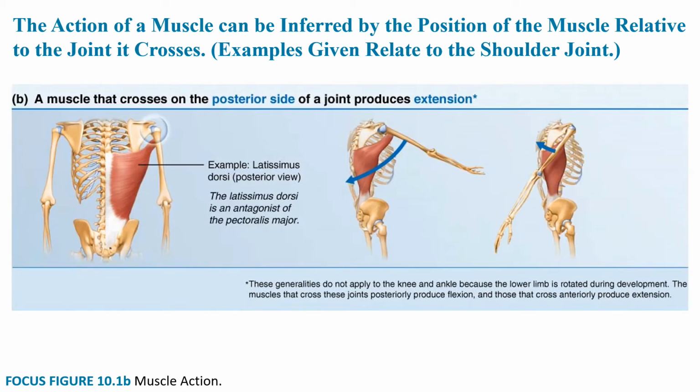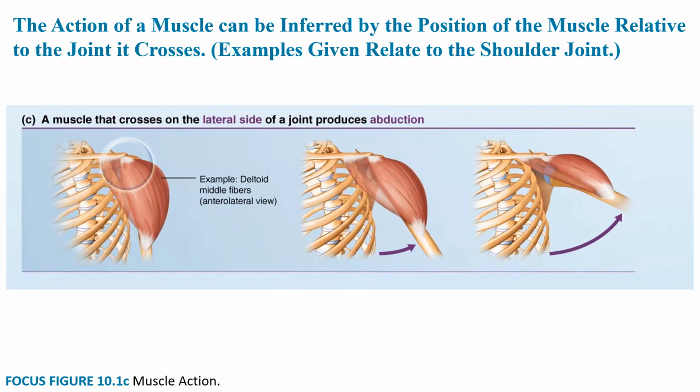If we look at the latissimus dorsi, which is one of the very large back muscles, we're now looking at the posterior view of the skeleton. Latissimus dorsi is actually an antagonist to the pectoralis major. It crosses over and attaches to the humerus on the posterior side of the shoulder joint, and this allows for extension. So latissimus dorsi does the opposite and can pull the arm back, as opposed to flexion, which would be forward.